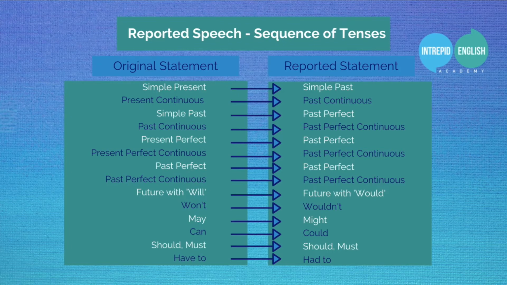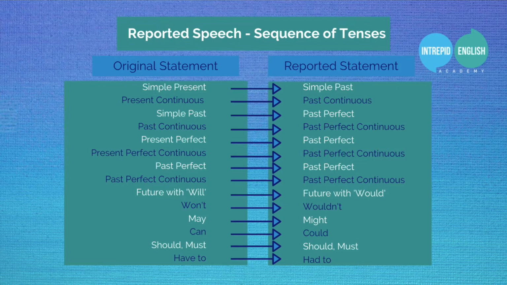Present continuous becomes past continuous. Simple past becomes past perfect. Past continuous becomes past perfect continuous. Present perfect becomes past perfect. Present perfect continuous becomes past perfect continuous. Past perfect becomes past perfect, so it doesn't change. Again, past perfect continuous does not change. It stays as past perfect continuous, and I'll explain that in a moment.